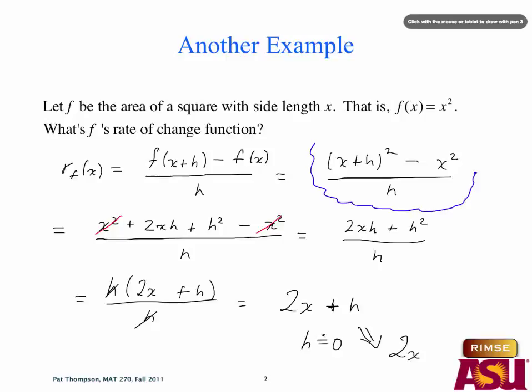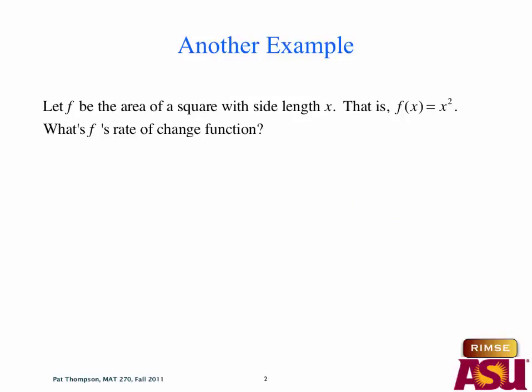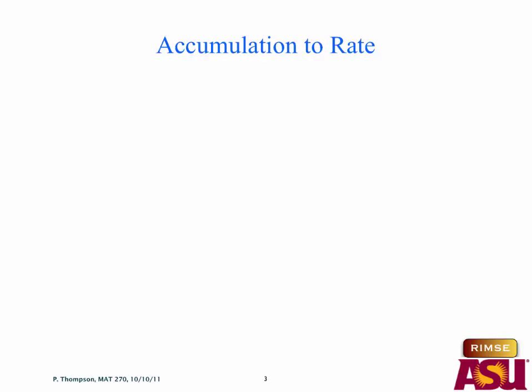My experience is that students have the most trouble with this first step. We're rewriting the rate of change function given a particular accumulation function according to its rule. And this time, the rule was square the input. So then we're going to come over here, square the input, and square the input and subtract over h. That's our rate of change. That's how we get started finding the rate of change. Okay, so what are we working on? We're working on accumulation to rate.